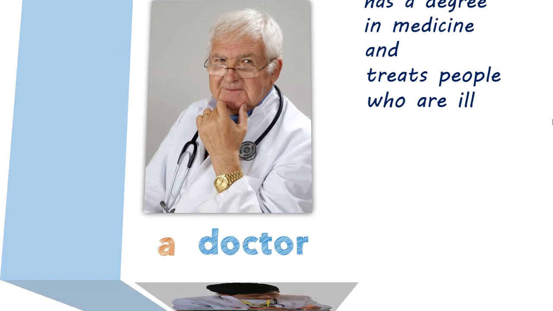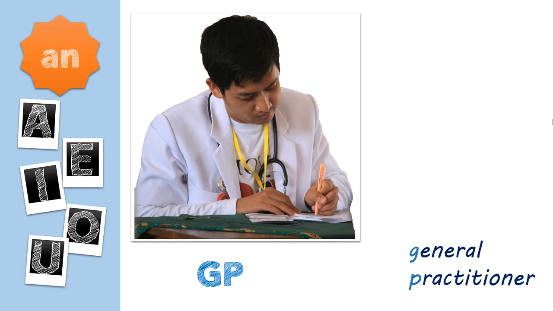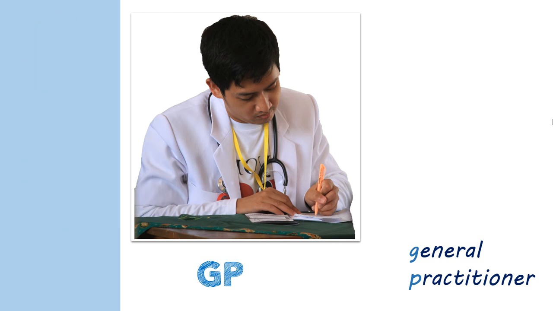There are many different doctors. In the United Kingdom, you will often hear the word GP. GP means general practitioner. So do we say a GP or an GP? Look at the first letter and check if it is a vowel. The first letter is G. It is not a vowel, so we are going to say a GP. For example, I would like to make an appointment with a GP.